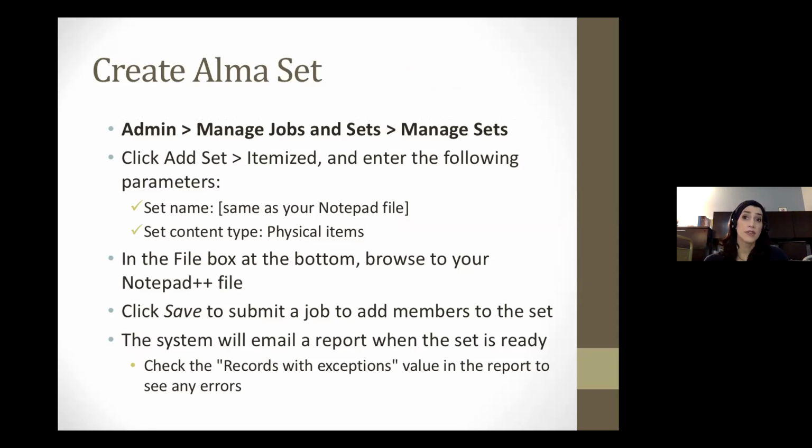So assuming all your process types look good, now it's time to move on to creating the Alma set. At this point, we name the set the same name as the slip name on the cart and also the same name as the surplus title list. We're looking just to make a physical item set. Once the physical item set is created and you save it, Alma will initiate a job, and then you will receive a job report in your email showing you if there were any errors. That is the thing to look for.